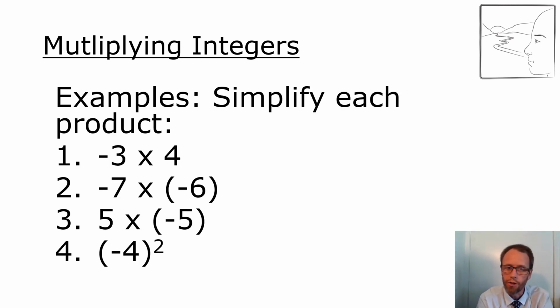Now that you've continued, I want to give some examples where we simplify each product. A product is just a multiplication question, and to simplify means to get the answer in this case. Now, if we consider what we learnt, negative 3 times 4. If I go back, you could see it's a negative times a positive, so the answer must be negative. So the simple answer to this one here is negative 12.